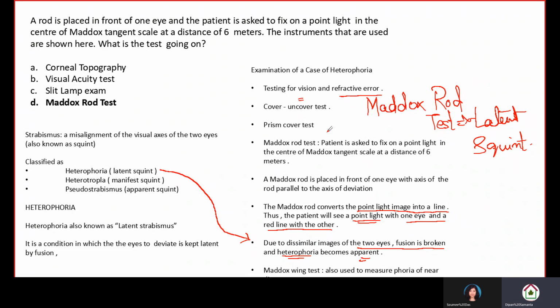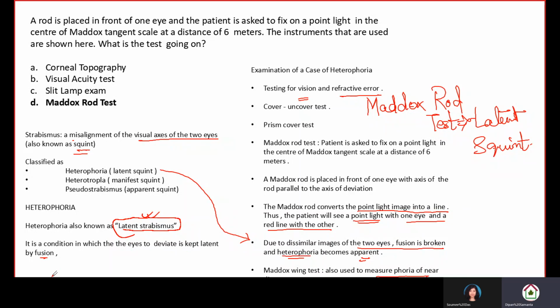Okay, so due to similar, heterophoria becomes apparent. Now the Maddox wing test is there. That is used to measure phoria of near distance. Phoria means strabismus. What is strabismus? A misalignment of the visual axis of the two eyes, which in common word we call squint. So heterophoria is known as latent strabismus, and this topic is about latent strabismus, where the Maddox rod test is given. It's the condition in which the eyes' tendency to deviate is kept latent by fusion.